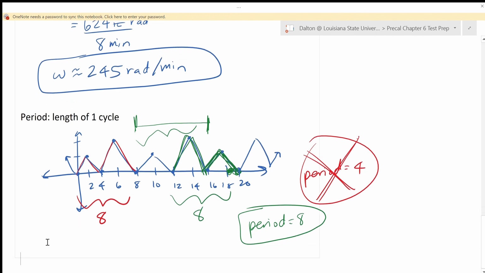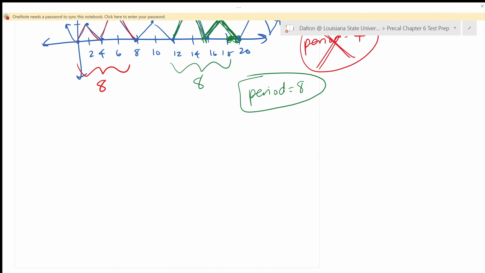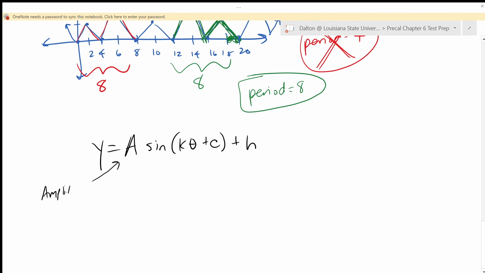Okay, so now again, that leads me into trig functions. If I have y equals a times the sine of k theta plus c, plus h, let's talk about all of our variables here. A stands for amplitude. Remember, amplitude tells us basically how much your function stretches from the midline. So in this case, our midline is the x-axis. Amplitude would be this length here, from the midline to the maxes and the mins. So all of those would be our amplitude values.